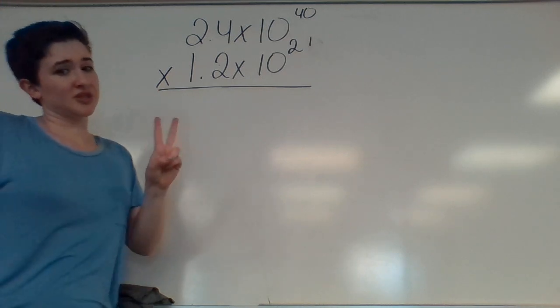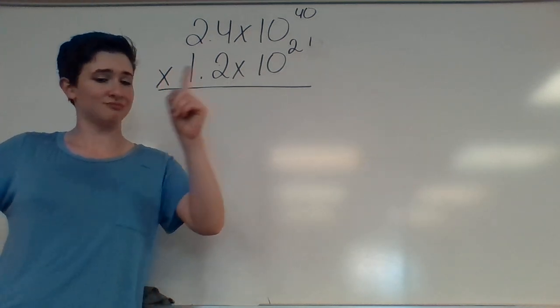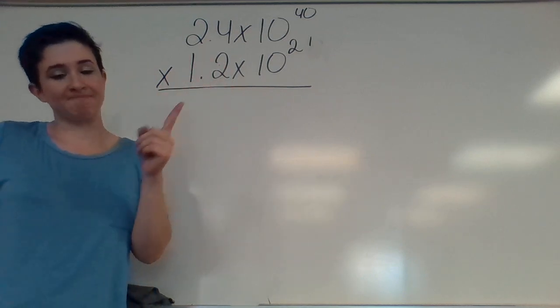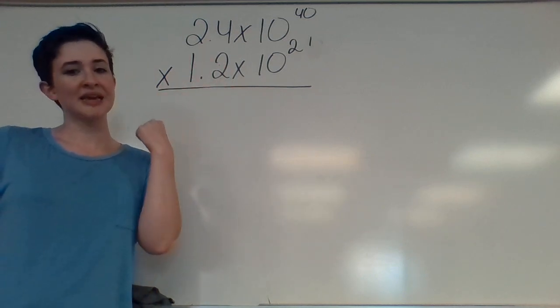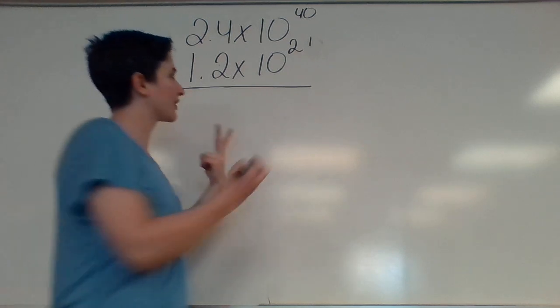Two rules for scientific notation multiplication. Number 1, multiply your decimals. Just like with add and subtract, where we added and subtracted the decimals, now we're just going to multiply them. Very simple, just like you normally would. Number 2, add the exponents. You heard me right. We're adding the exponents.